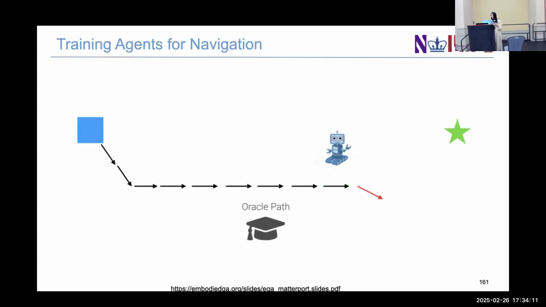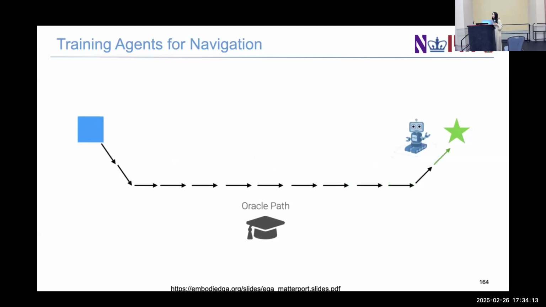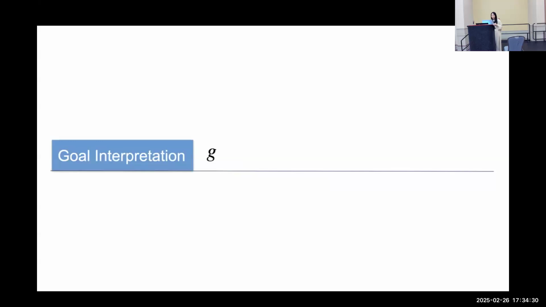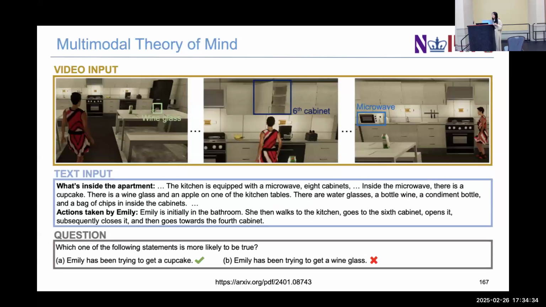And when we are training the model, we basically ask the model to navigate the environment until it achieves the goal. And this part of navigation or understanding of the environment has also been extended to OpenEQA recently. So you can have the robot in the environment, and it can navigate the environment to answer the questions. The next thing is about goal interpretation. As we mentioned, goal is a very essential part of the agent setting.